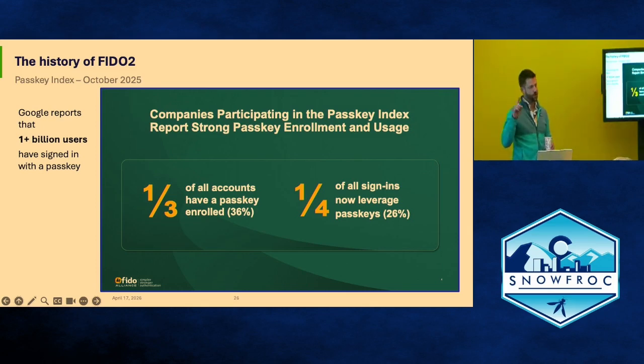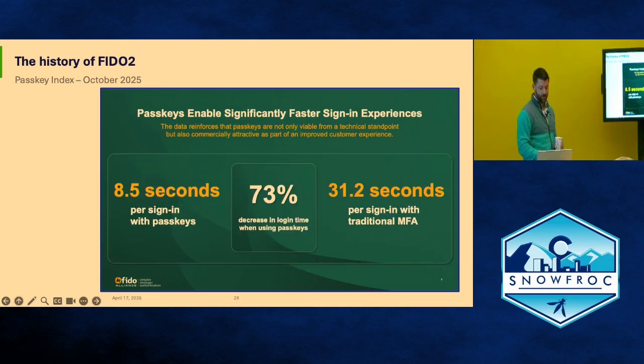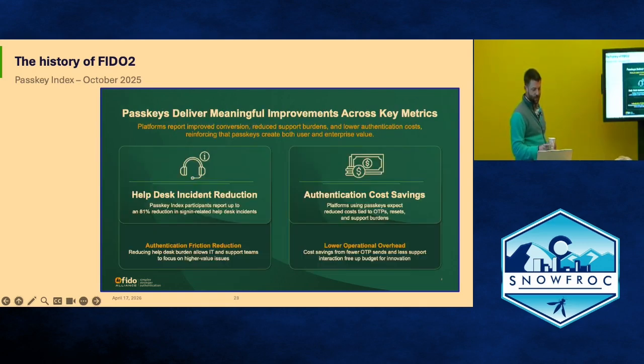If you are going to regular websites now, like I go to Best Buy and it says, don't you want to log in with a passkey? So commercial sites are starting to push these now for various reasons, one of which is the passkey sign-in success rate is higher. It takes less time to log in with a passkey versus logging in with a 2-factor authenticator app or some other kind of second factor token. And help desk calls are down doing this stuff, right?